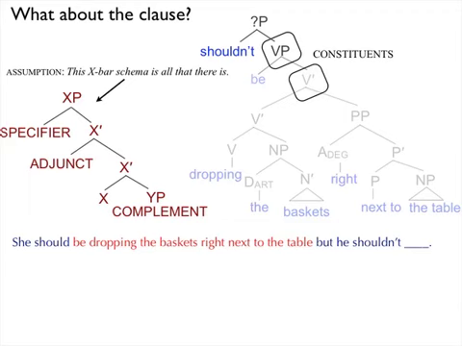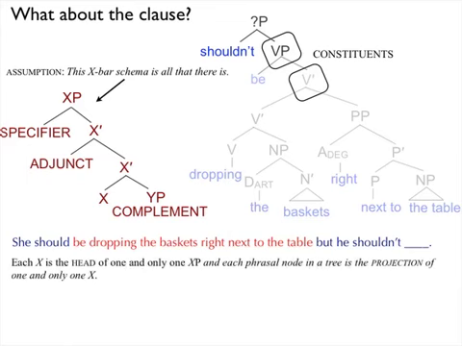B is like a verb-like thing, right? But we also know it's an auxiliary verb, and we know that shouldn't is as well, right? So we have to figure that all out. What are those things? What kind of phrase is the whole thing? We know that shouldn't be dropping the baskets right next to the table is also a phrase, right? And so what kind of a phrase is it? And what's the overall structure?